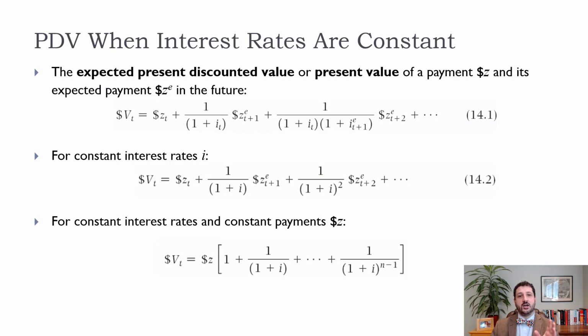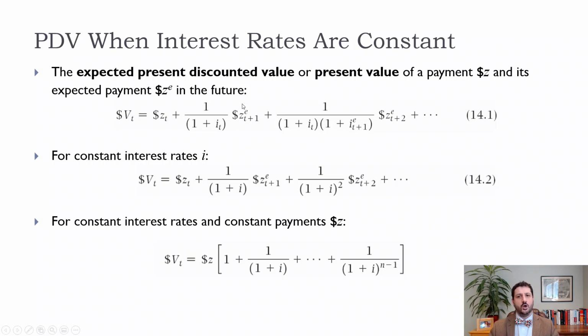So let's imagine that we are going to get $Z this year. We're going to get some expected amount, $Z^e, in the future. So we'll get $Z^e_t+1 in a year, $Z^e_t+2 in 2 years, $Z^e_t+3 in 3 years. And we want to figure out how much I am willing to pay now in order to get that stream of payments. So this $V_t is the expected present discounted value of getting all of these payments. This year we get $Z_t. We know what it is. It's not expected. We don't need to discount it because we're getting it right now.